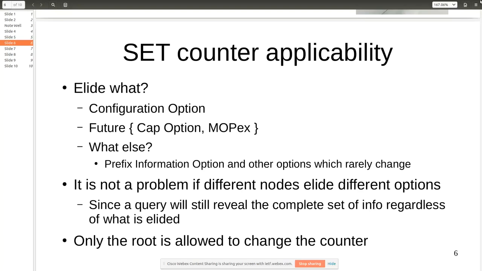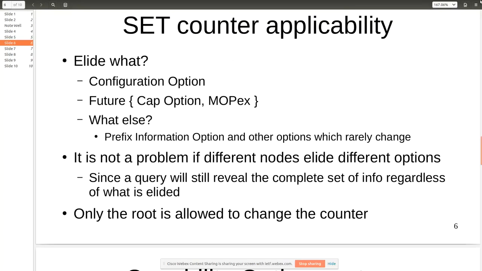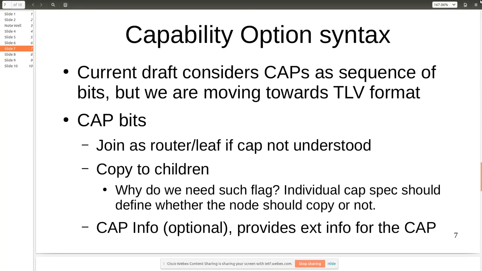Shall we move on to the next slide? Basically, that's pretty much it from here. Okay, the capabilities option syntax. We had a major discussion about this in the last interim call. Earlier, the draft considered caps as a sequence of bits, but we are clearly moving away from this sequence of bits to a TLV format now.